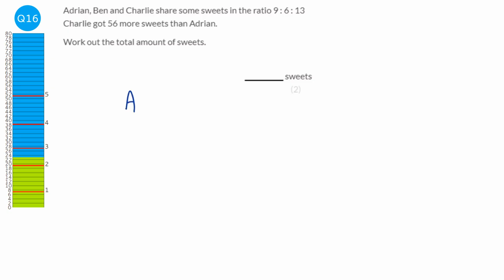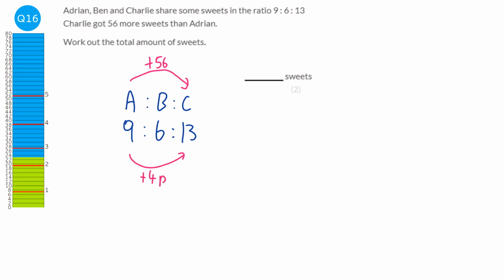So this question says that Adrian, Ben and Charlie have some sweets, and the ratio of Adrian to Ben to Charlie is 9:6:13. But it also says that Charlie got 56 more sweets than Adrian. So there's 56 more sweets. Well, looking at the actual parts of the ratio, there are 4 more parts. So plus 4 parts, which represent plus 56 sweets. So the 4 extra parts are worth 56 sweets.